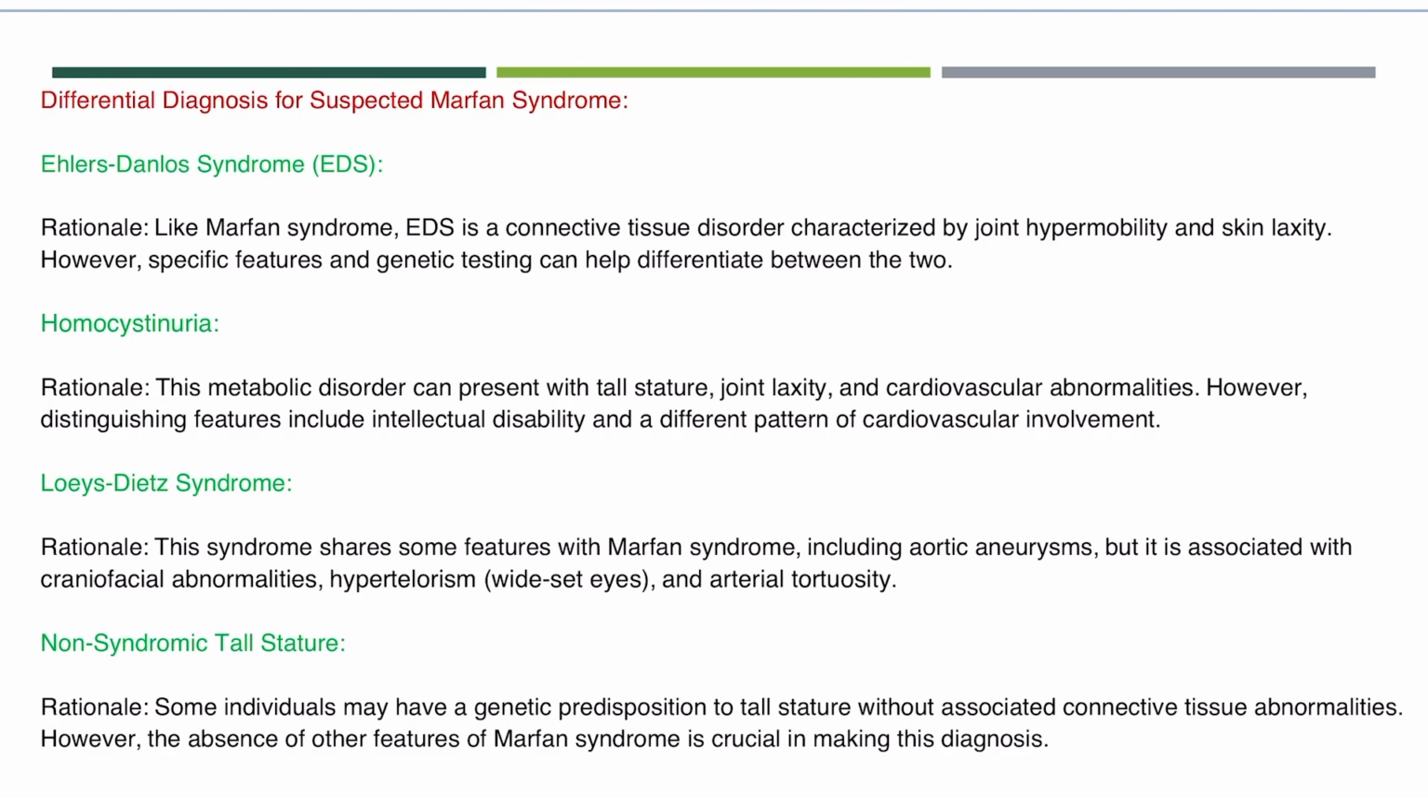So what about Ehlers-Danlos syndrome? This is one of the differentials, and we know it is characterized by joint hypermobility and skin laxity, but there are some specific features which are seen here, and obviously genetic testing can help differentiate between the two. Homocystinuria is a bit close to Marfan syndrome, because homocystinuria is associated with tall stature, joint laxity, and maybe some cardiovascular abnormalities. But in homocystinuria, the distinguishing features include some intellectual disability and a different pattern of cardiovascular involvement.